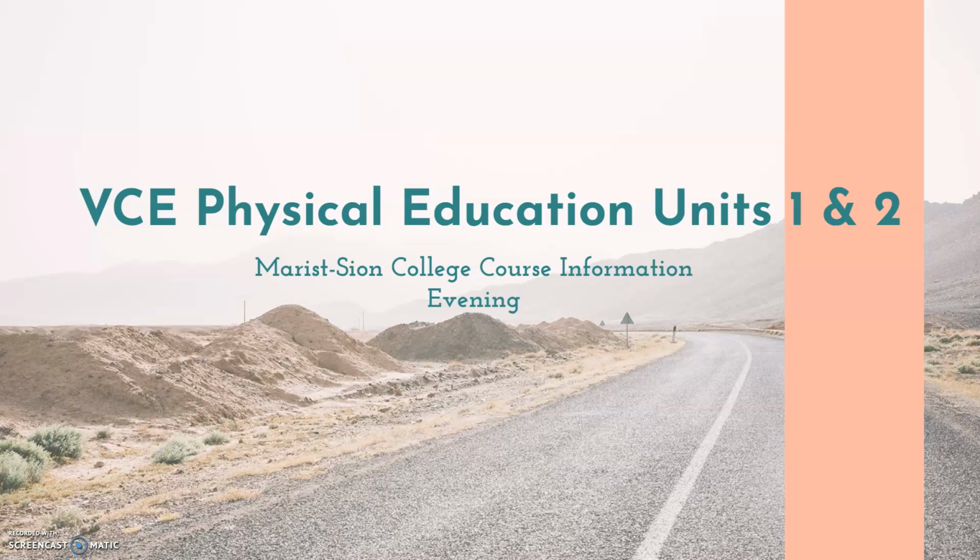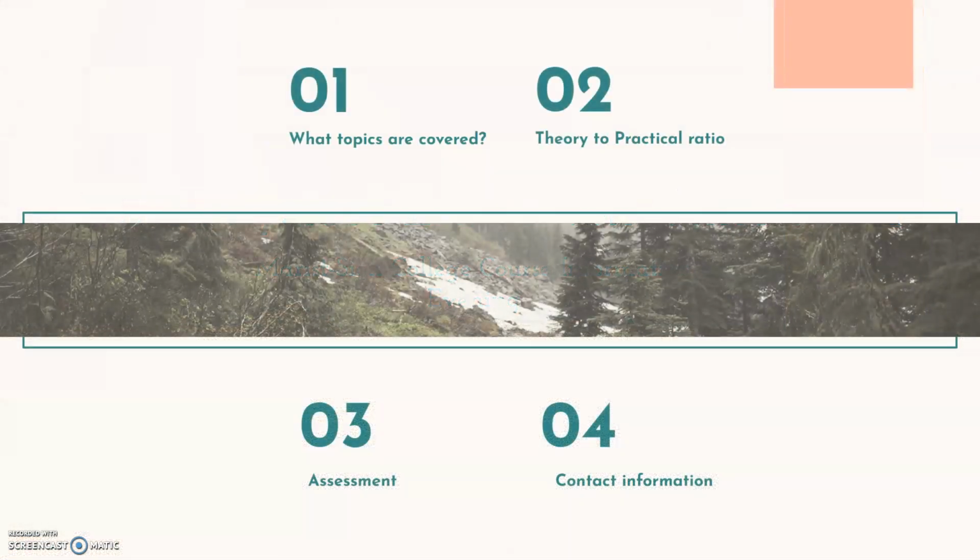This video is for those students who are interested in undertaking Physical Education Units 1 and 2. So this video will cover a few things. Firstly, what topics are actually covered during learning Physical Education Units 1 and 2. What does the theory to practical ratio look like is often a question that students have coming into VCE PE. What are the types of assessment that the students will undertake through the year? And also, what contact information is required for those that do need a bit more information after viewing this video.